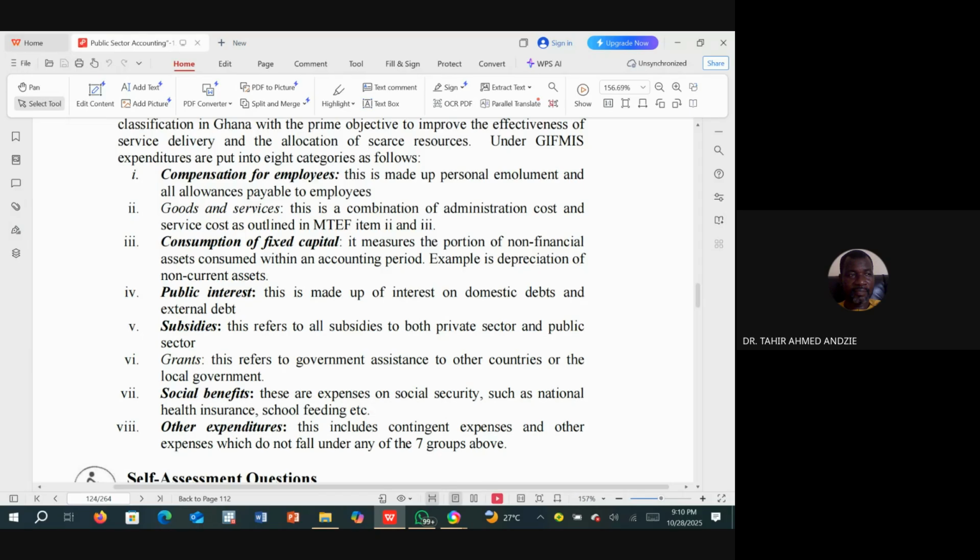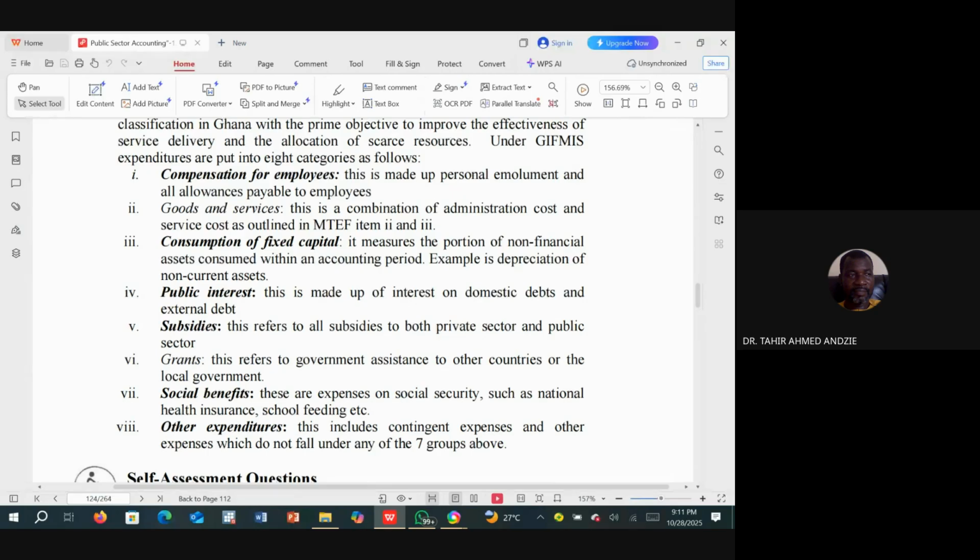Okay, domestic debt is the interest paid to treasury bill holders, bondholders, and so on in the country, and then the foreign bonds that we have issued. The interest we pay, put together, gives you public interest. The next one is subsidies. Subsidies here refer to all subsidies to both the private sector and the public sector.